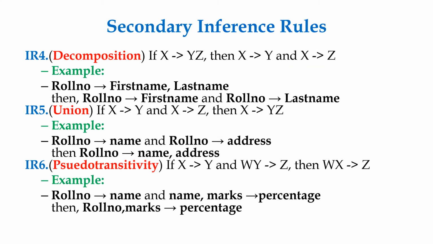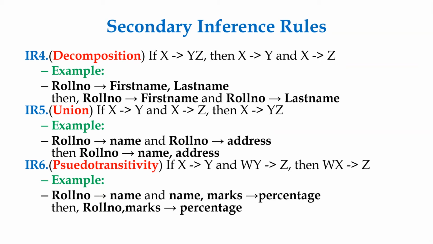Next are the secondary inference rules. Rule number 4, decomposition. Decomposition means we are just breaking up the attributes. If X determines YZ, then X determines Y and X determines Z holds. That is, roll number determines first name, last name, then roll number determines first name and roll number determines last name.